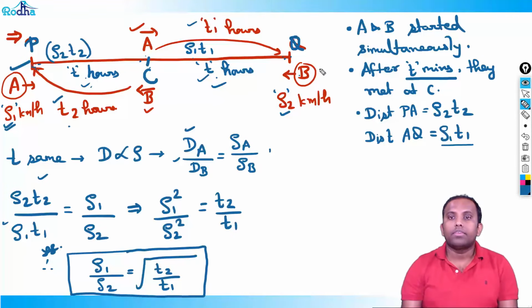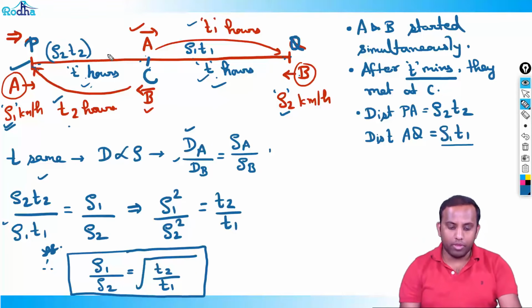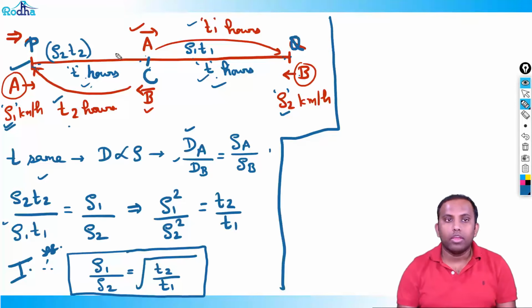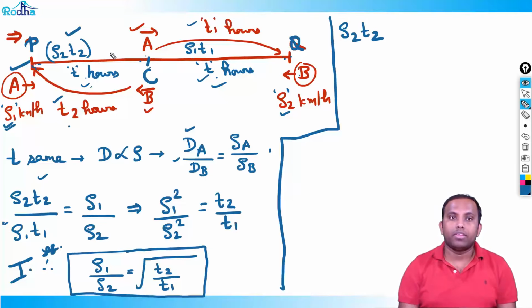See, this distance S2T2 is the distance traveled by A. This PA is S2T2. Fine. So let me rub this part here. I told I'll derive two things here. First, a very important thing derived here. Now for the second thing, you have to observe this distance here. This distance is S2T2.